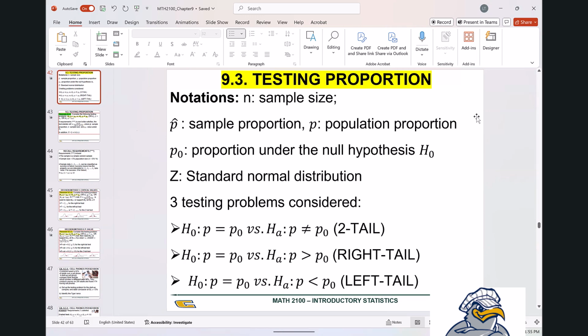So two tail, which is p equal p naught versus p different from p naught. The right tail, p equal p naught versus p greater than p naught. The left tail, p equal p naught versus p less than p naught.